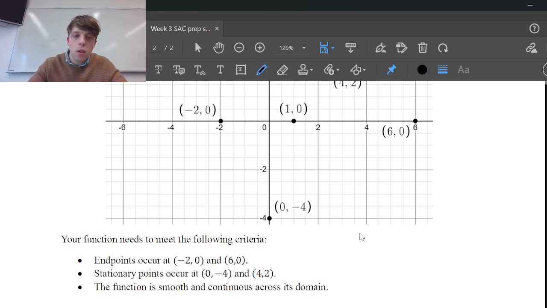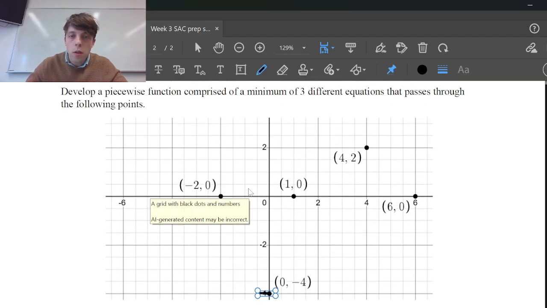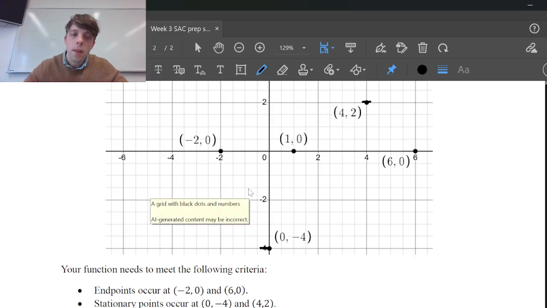We need to have a stationary point at the point (0, -4). So this is going to be probably a minimum. And then this one here up the top, (4, 2), that needs to be a maximum. Those are the requirements we've been given. They must be met. Then let's sketch how we want this graph to appear.